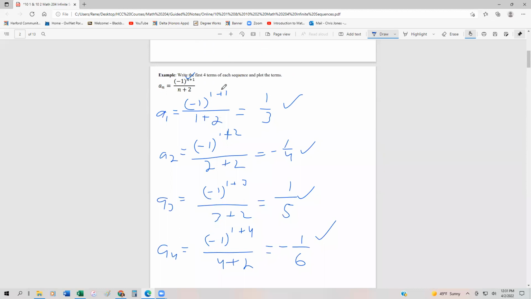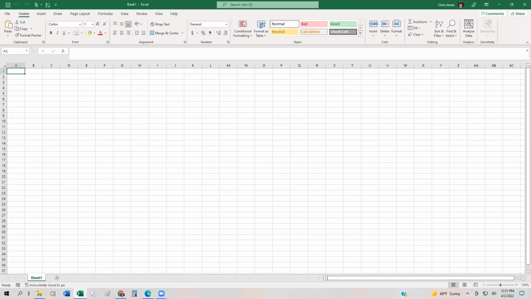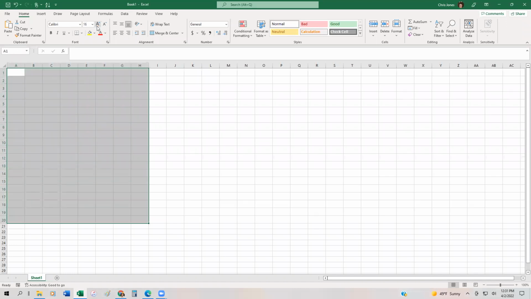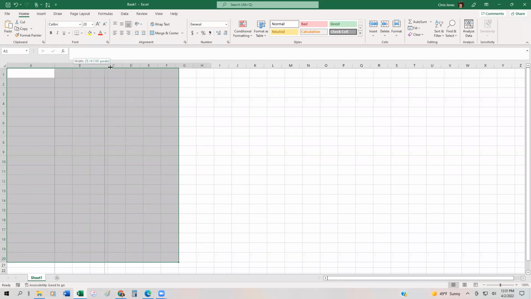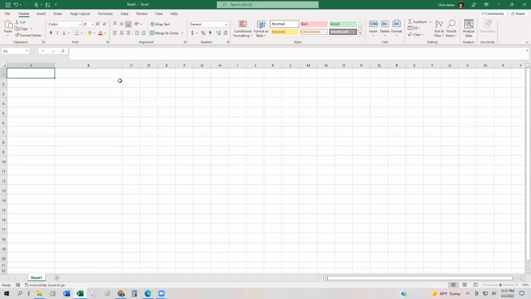Now, let me show you how to plot the first 4 terms in the sequence, and using Excel is going to be a pretty easy way to do so. All right, so just open up a blank spreadsheet, just like I have here, and I'm just going to make these cells a little bit larger. If you've never used Excel, it's not going to be all that bad. I'm just moving these over so that we can see it. So I'm going to plug in the index 1, 2, 3, and 4.